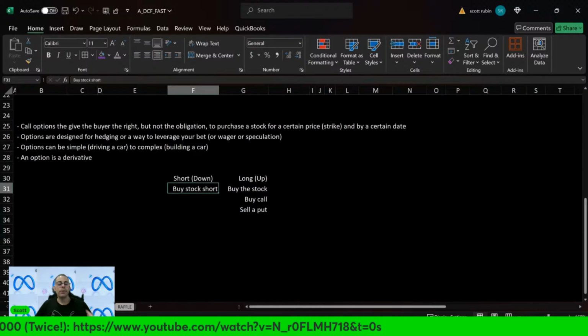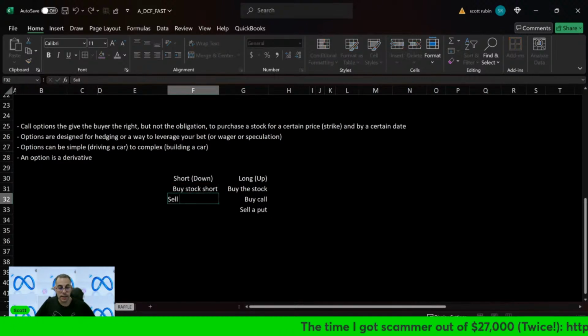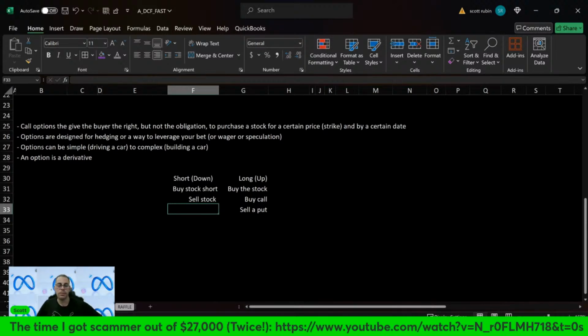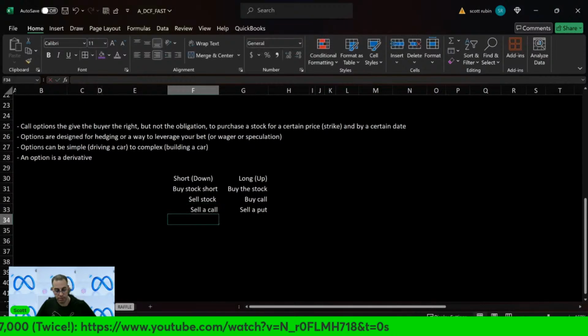So anyway, if you want to short, you can buy a stock short, right? You can sell your stock, because when you sell a stock, that's shorting it. You're betting it's going to go down, so you're just taking your money back. You can sell a call. You can buy a put.